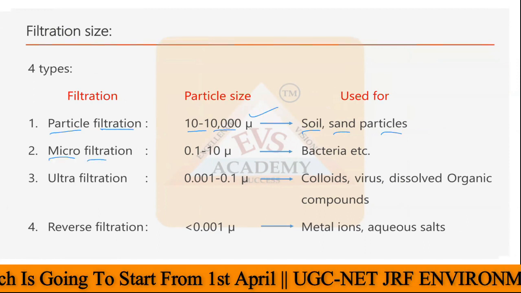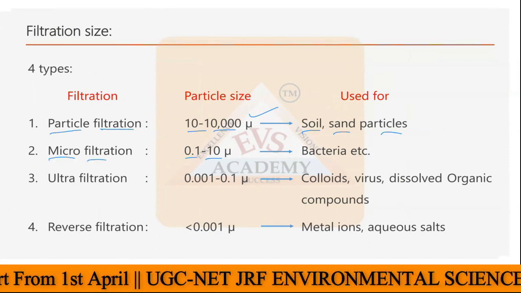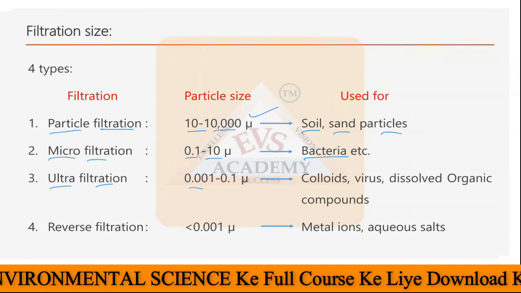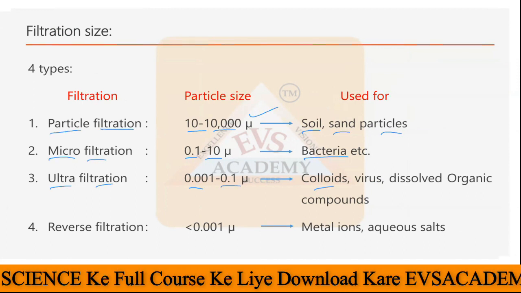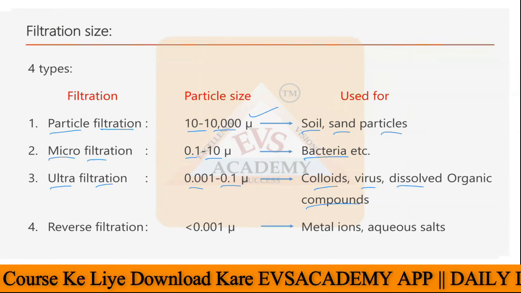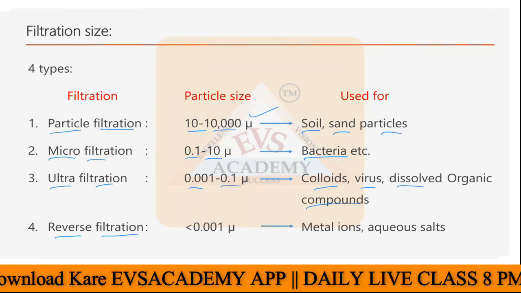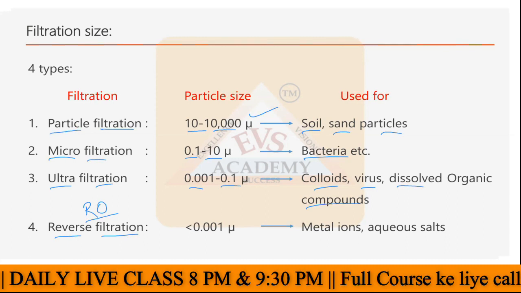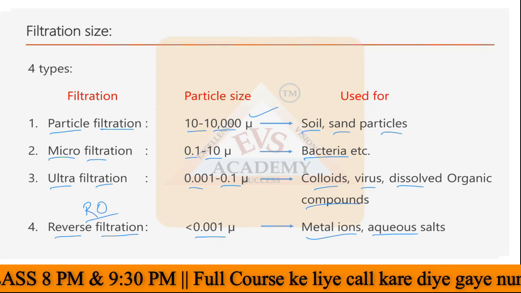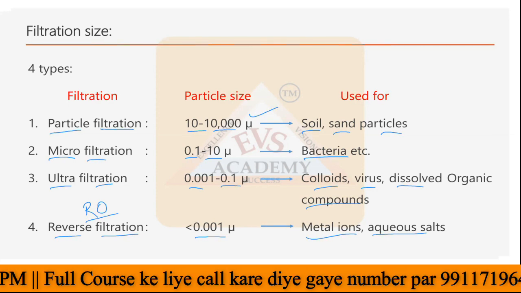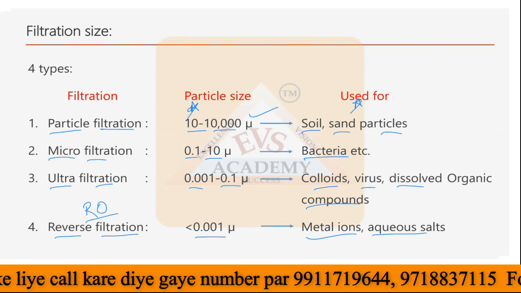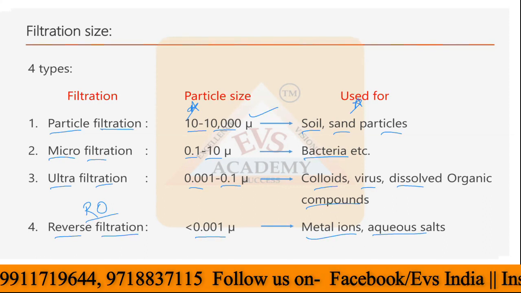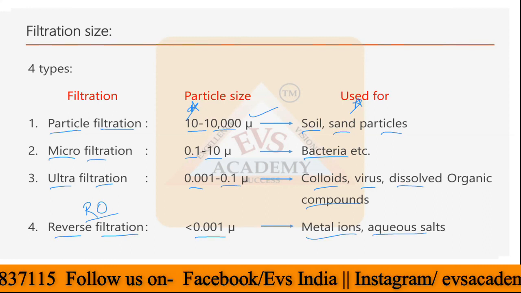Then we have microfiltration. The filter size is 0.1 to 10 micron. Bacteria you can remove here. Then we have ultrafiltration, 0.001 to 0.1 micron. Colloids, viruses, and dissolved organic compounds can be removed here. And then last we have reverse osmosis, RO. Here you can remove all the colloids as well, 0.001 micron, all the metal ions, and aqueous salts. So the particle size, the purpose for which these are used, and the type of filtration are described here, which is very important from the perspective of examination. So remember this table carefully.